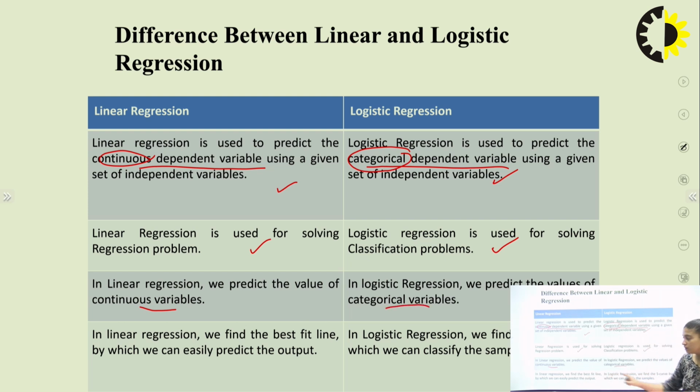Now in linear regression we have to find the best fit line, that straight line, and in logistic regression we have to find the S-curve. We have to divide everything between the two categories, 0 or 1. There will be a threshold value: if a particular value is above that threshold value, it will be rounded up to 1. If it is below that, it will be rounded to 0.